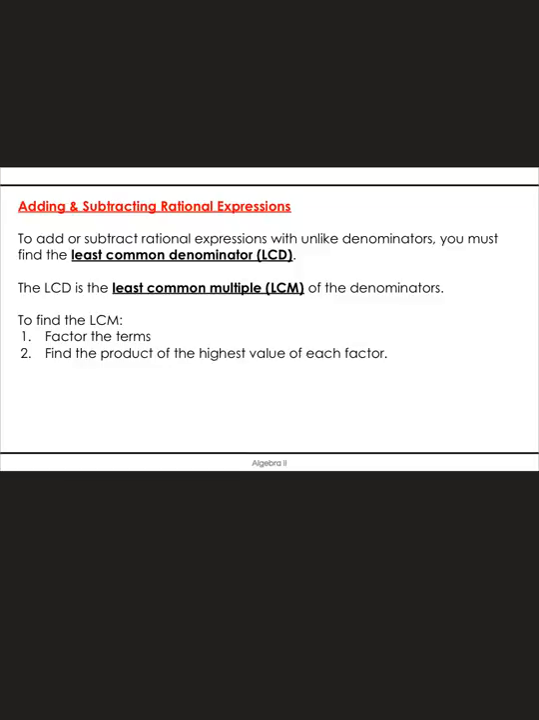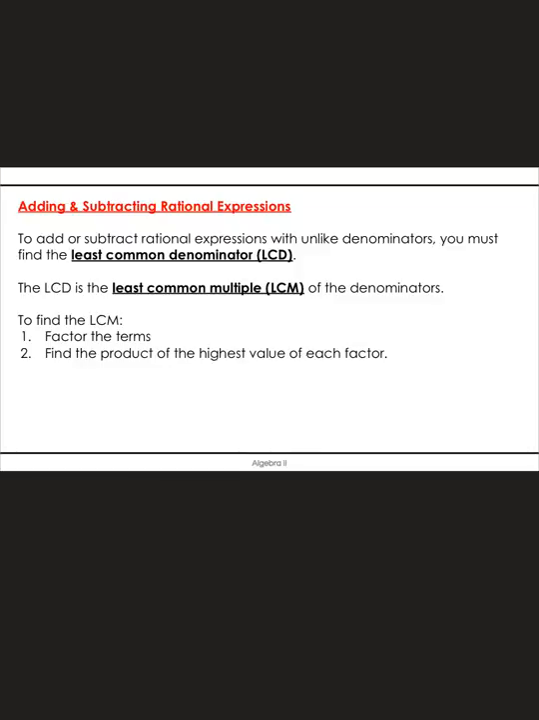So to add or subtract rational expressions with unlike denominators, you must find the least common denominator. The least common denominator is the least common multiple of the denominators. So to find the LCM, you need to factor the terms and then find the product of the highest value of each factor. So we're going to go through a few examples of you finding those values.